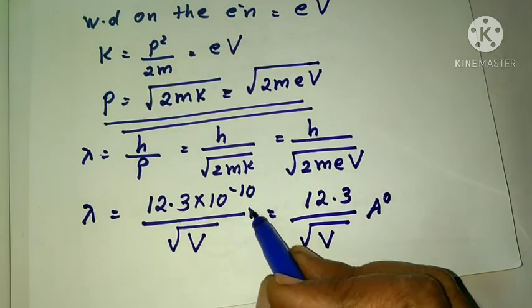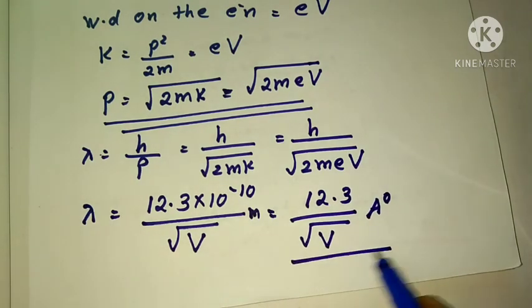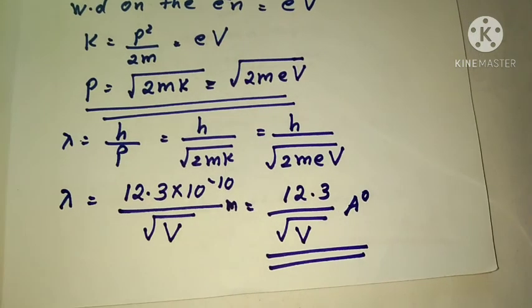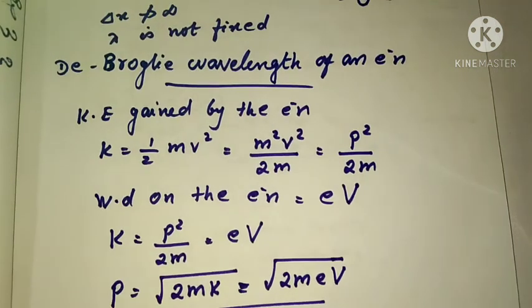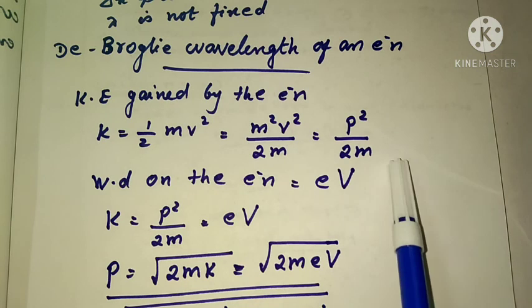So here you can write it in meter, or otherwise you can write it in angstrom. So the de Broglie wavelength of an electron is equal to 12.3 into 10 raised to minus 10 divided by root V meter or 12.3 divided by root V angstrom. If you substitute V equal to 120 volt, suppose the electron is accelerated through a potential difference of 120 volt, then we get the answer lambda equal to 0.112 nanometer.